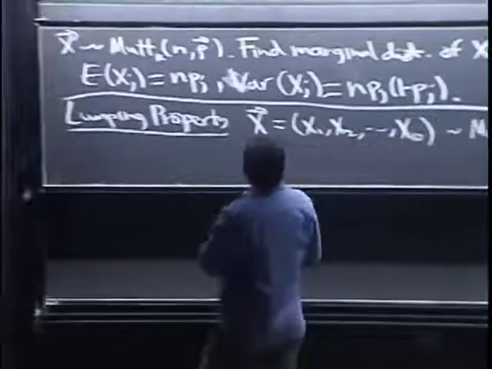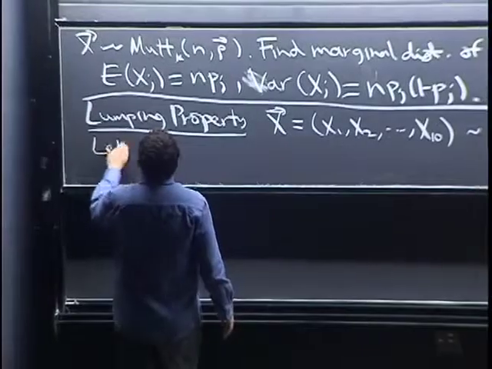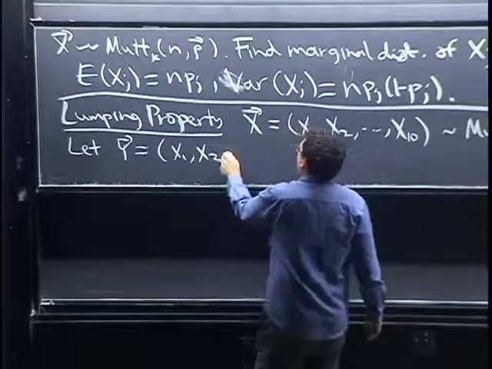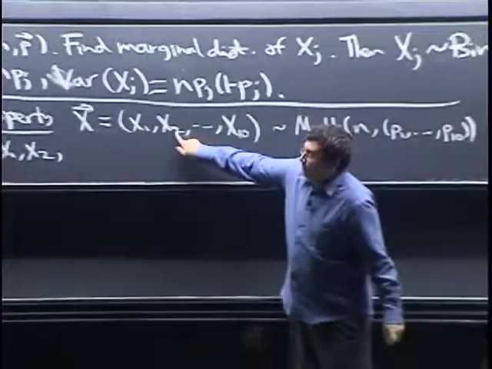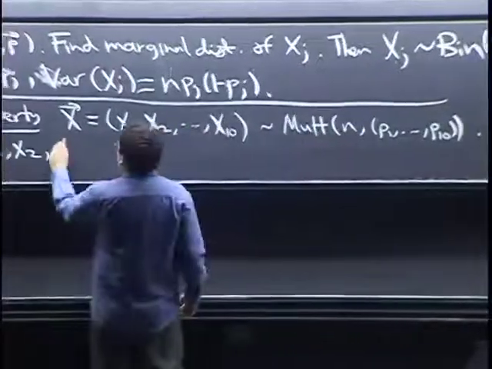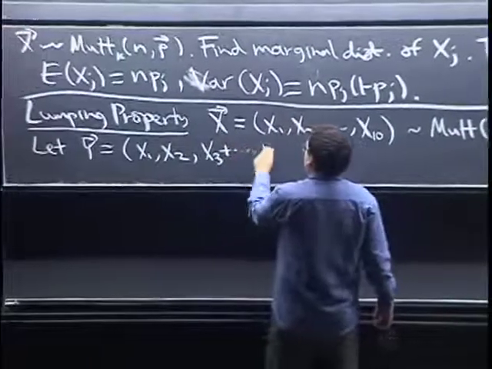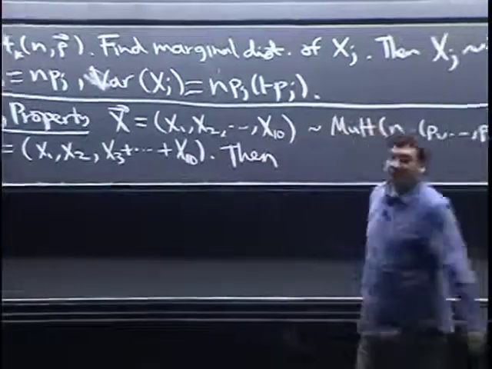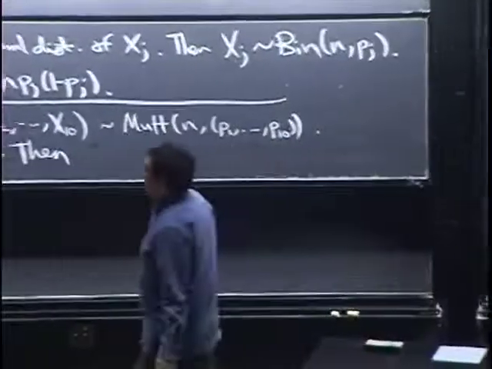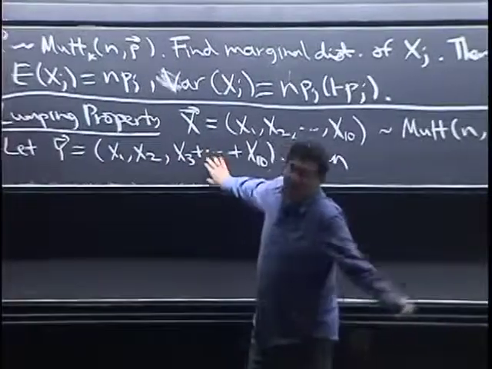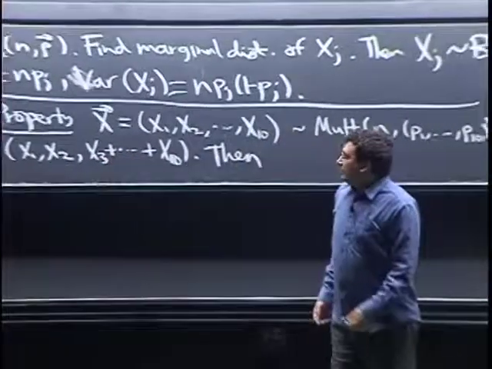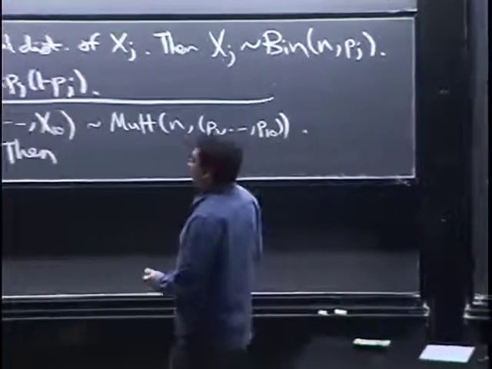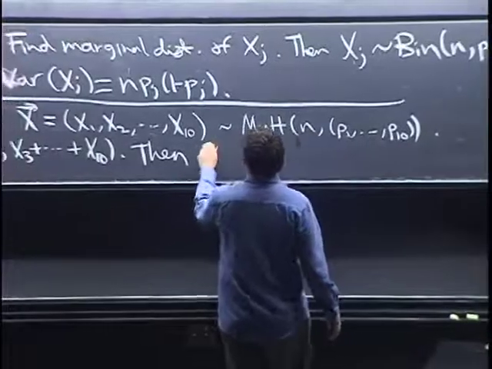So what if we considered Y equal to X1, X2, and then group all these ones together, so I'll just add them up: X3 plus and so on plus X10. So this would be party 1, party 2, and then all the other third parties grouped together. Without doing any calculation or algebra whatsoever, we can immediately write down the distribution of Y. Y is just going to be multinomial.